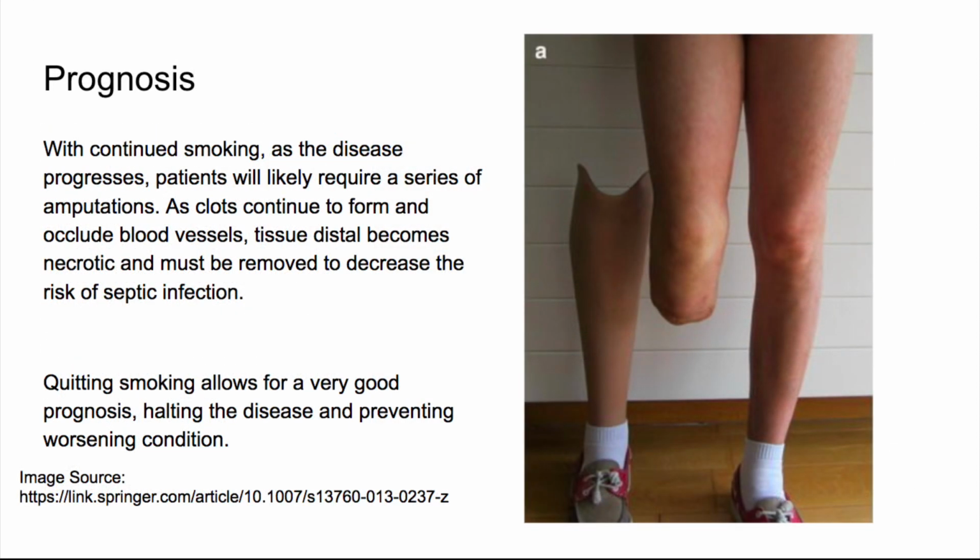The prognosis is pretty good. As long as the patient stops smoking, it should take care of the problem. But if they don't, then that's going to cause increased necrosis with a series of amputations being required.